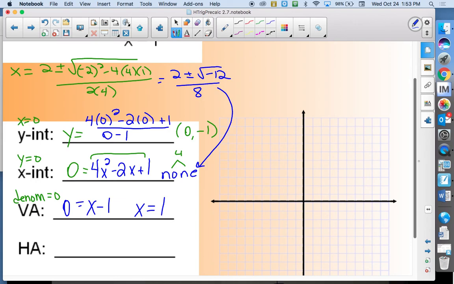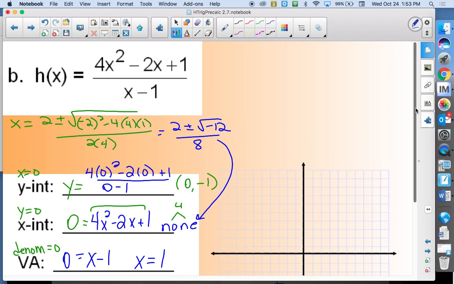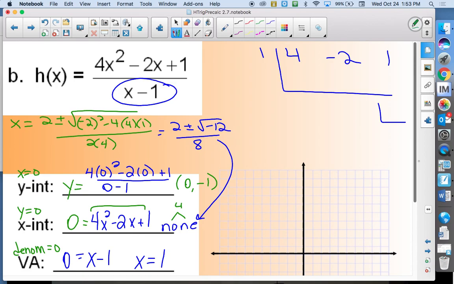So the vertical asymptote is 1 by solving for the denominator. And then the horizontal asymptote does not exist because the degree of the numerator is bigger than the degree of the denominator. So then to find the slant asymptote, we're going to use synthetic division and the denominator, and it's a 1 again. So that x minus 1 means you're dividing by the x value of 1 when you set it equal to 0.